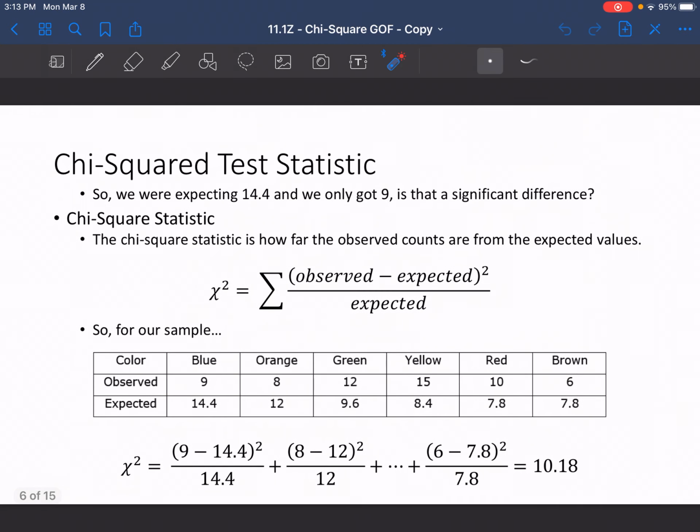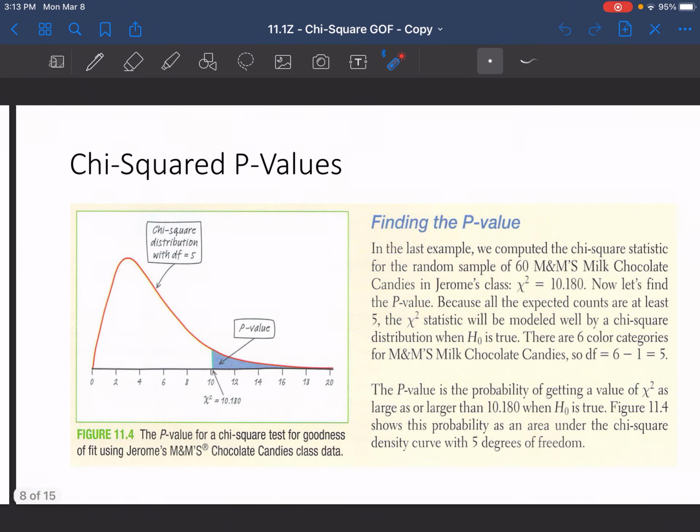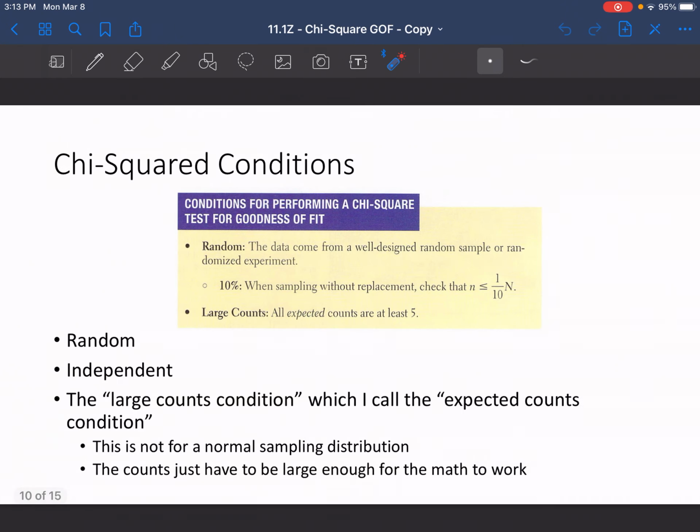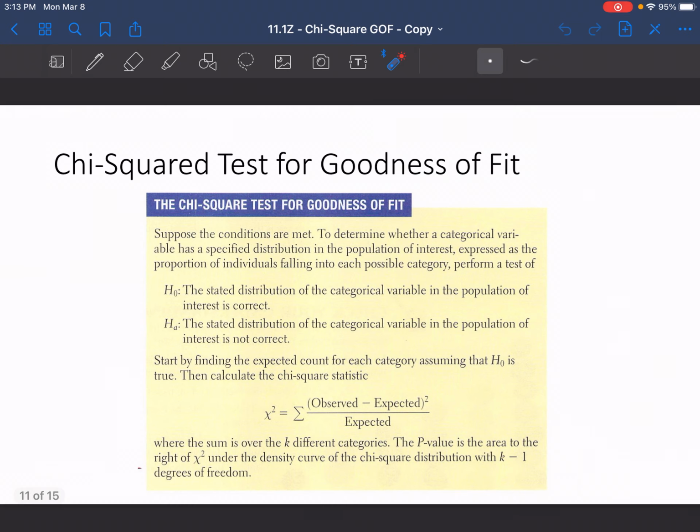So what I mean by that is that if I were to go back to this table right here, I have to make sure that every single expected value is greater than or equal to 5. It has to be at least 5, not the observed values. The observed values can be lower than that if they need to be, but the expected values must be greater than or equal to 5 in this case. So those are the 3 conditions that must be met.